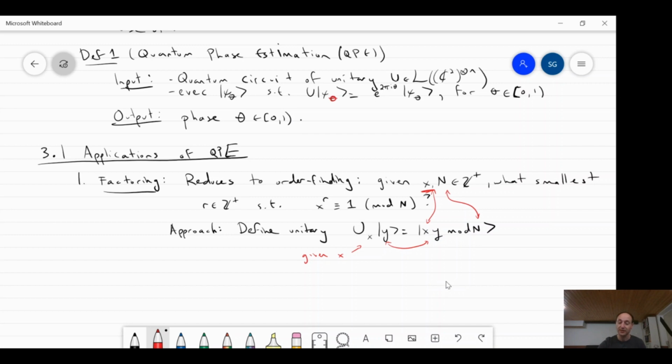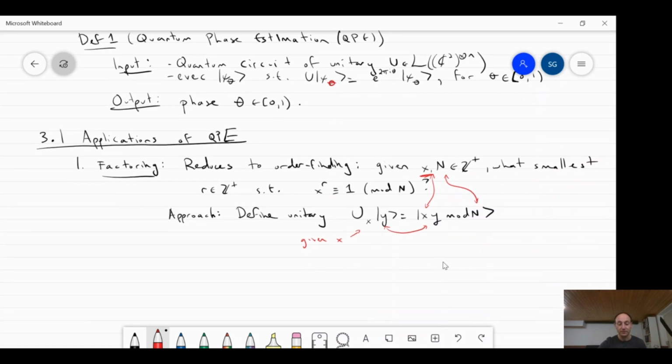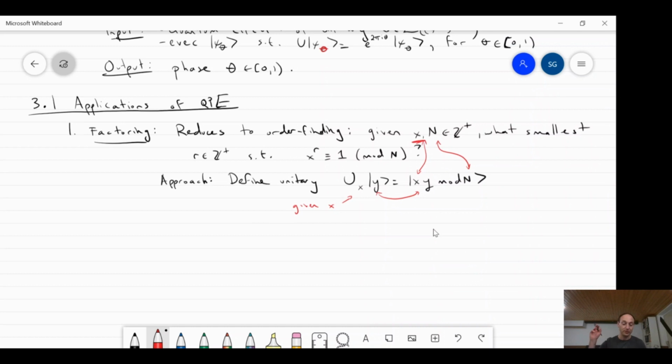I mean, there are many details that are missing, but this is, in some sense, the most quote-unquote naive application of phase estimation, in the sense that you just run phase estimation, rip out the phase, and just do classical stuff at this point. Okay.